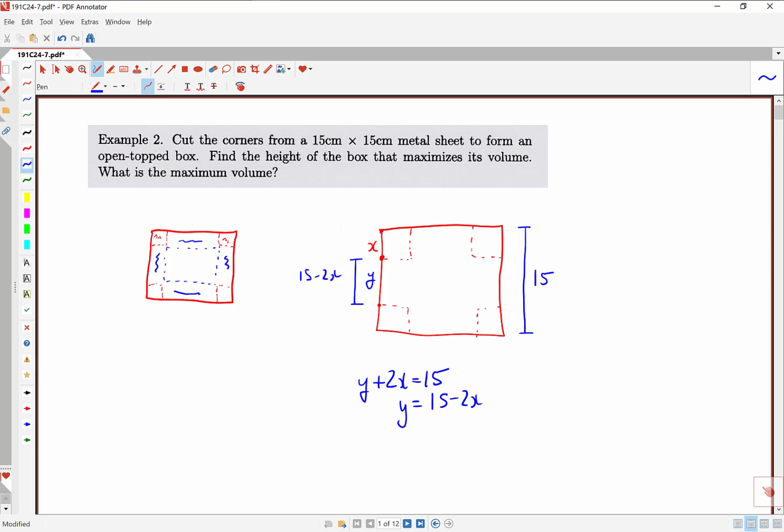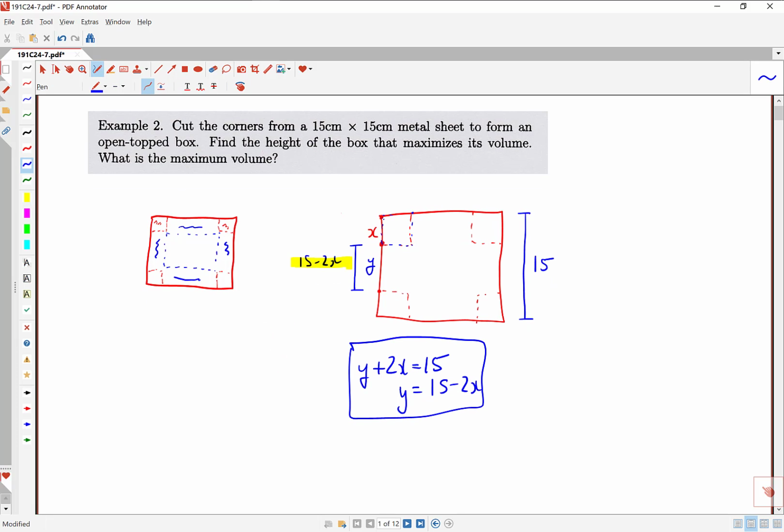So we know our dimension of our little square that's being cut out, x by x, and we know the length of our flap. You could call it y, but as we've said, we're going to call it 15 minus 2x just to get a bit further ahead in the problem. Okay, so that's step 0 done.